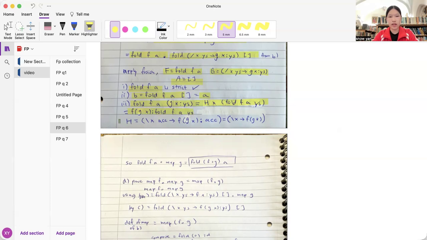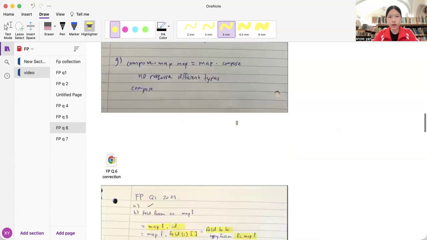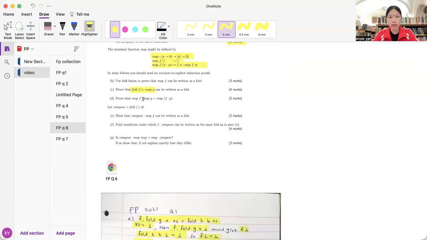And then we would find that H is equal to this thing over here, which we can rewrite simply as taking X and then returning FGX. So hence we can get that fold of this would just be fold of F of G, composed of G of A. So yeah. And moving back, we're back to part D.